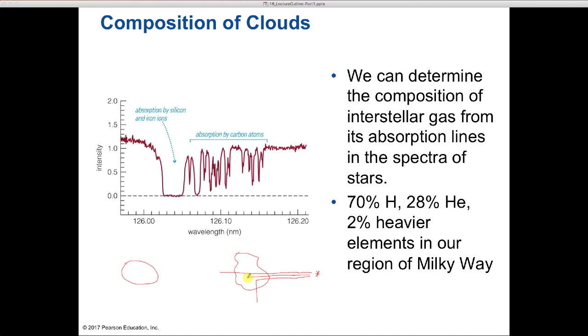But if those colors are slightly shifted from where they should be, then we know that there's some Doppler effect going on, and the gas is actually moving around, and we can measure the temperature of the gas in that way. That's actually one way we can do it. There's other ways as well.